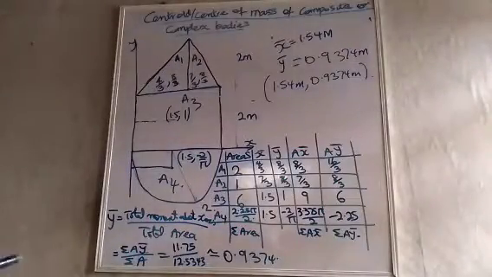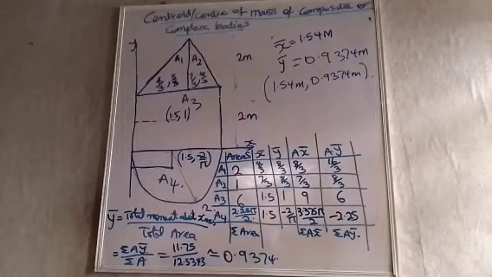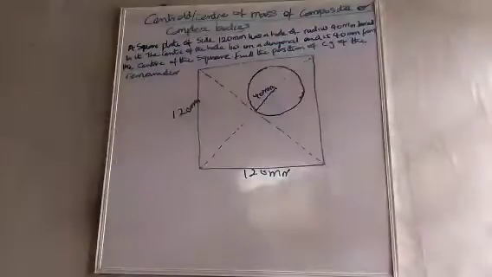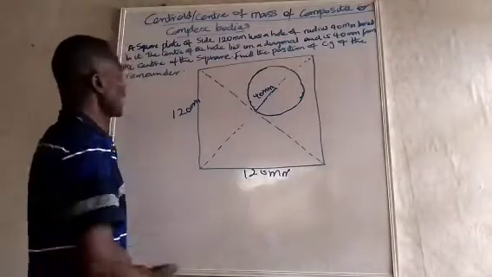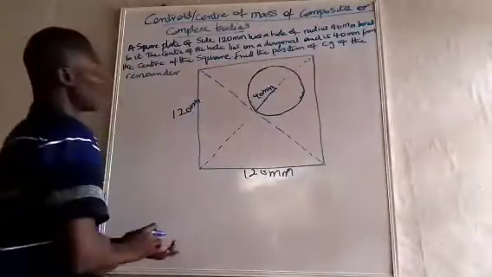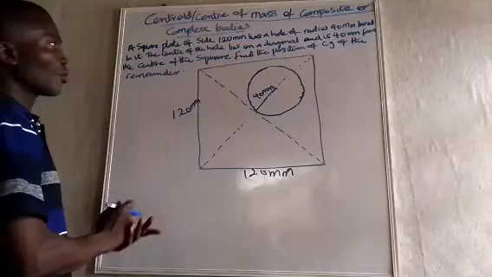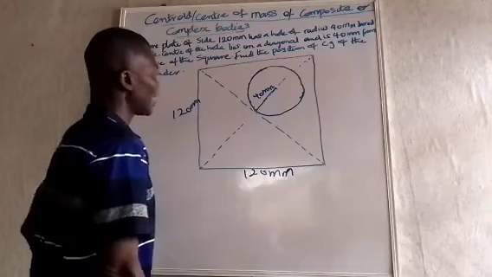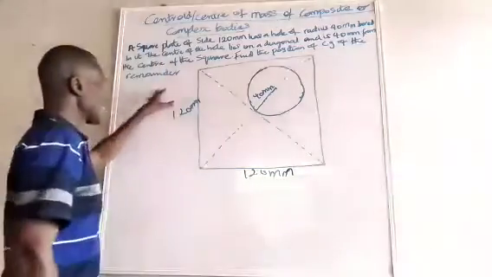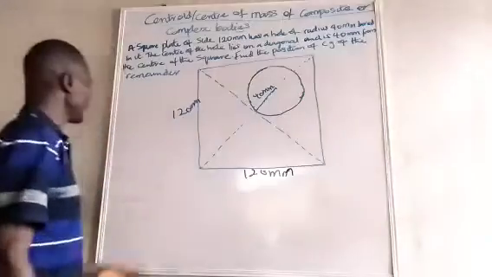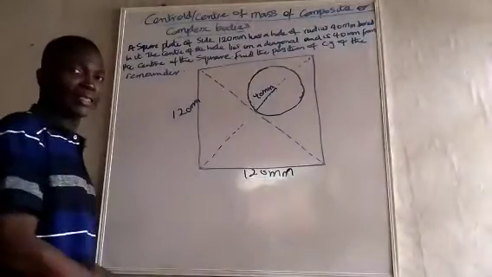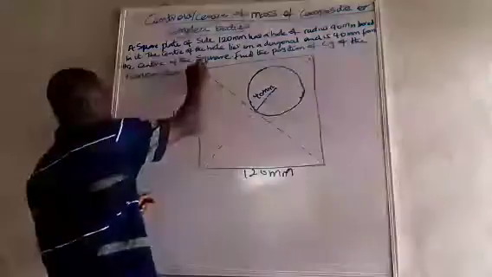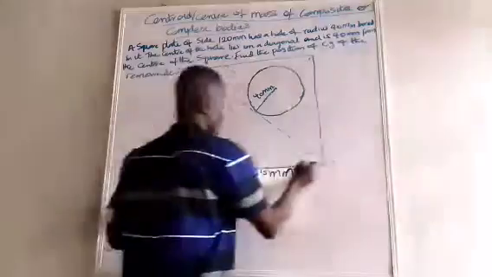To conclude, I would like to do one more exercise. A square plate of side 120 mm has a hole of radius 40 mm bored in it. The center of the hole lies on the diagonal and is 40 millimeters from the center of the square. Find the position of the CG of the remainder. Now, this is very easy to handle. I already brought this up so that you will look at it when we have it bored, that is, when there is a hole in it.